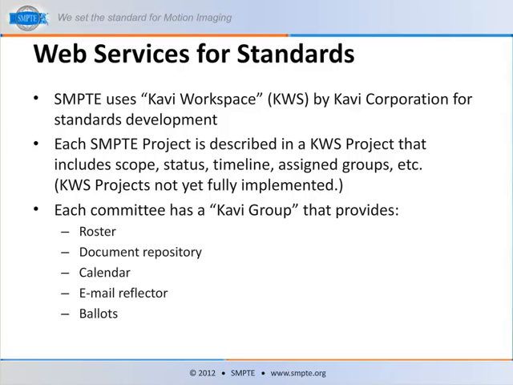Each committee, be it a technology committee or a working group or an ad hoc group, has what's a group within the Covey structure, and that provides a roster, those who are members of that group, a document repository, a calendar for meetings and other events, an email reflector so that it's easy for all of the members of that group to talk to each other by email, and a ballot facility that can be used both for informal, straw man polls, or for the formal ballots that take place in the technology committees and the standards committee.